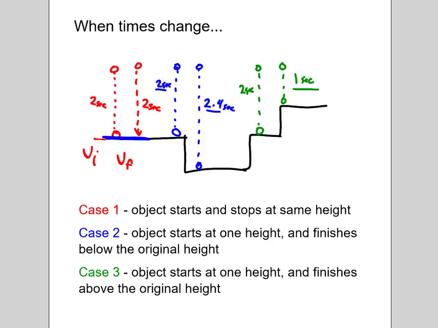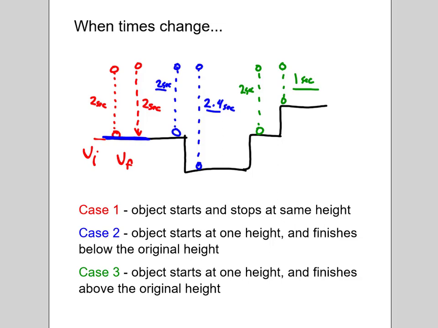Case 2, object starts at one height and finishes below the original height. So that means if it takes 2 seconds to get to the top here, and it's falling past where it started, it should take more time. So it'll take, I'm just guessing, say 2.4 seconds to fall past. Okay, and that value is totally dependent on where it stops. And then the last case, the object starts at one height and finishes above the original height. So if it took 2 seconds to get to the very top and then only fell partway back down, it might only take, say, a second. So it would have less time to drop.